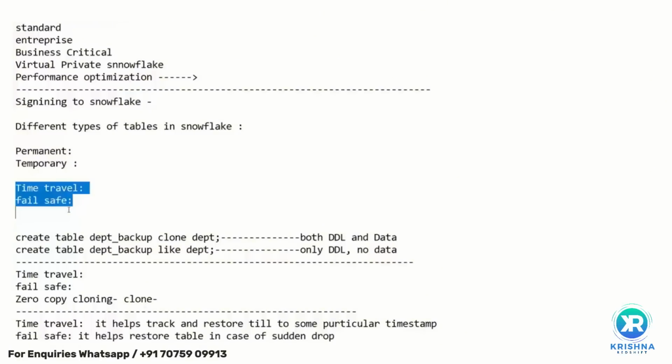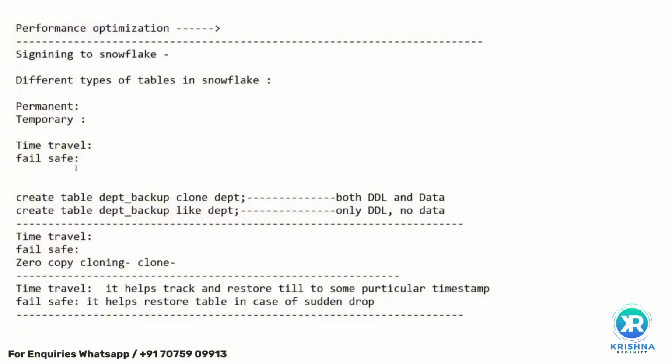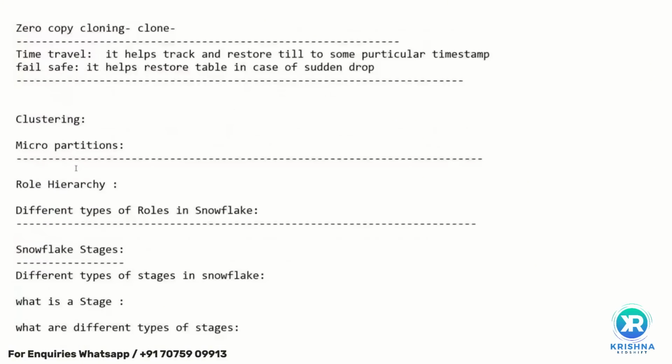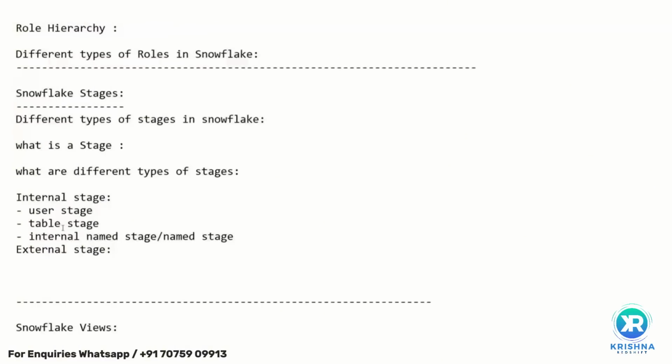Tables means only whatever we covered: temporary, transient, and permanent. That's it. And time travel and fail safe, these things they will stress more. What is time travel, what is fail safe, what is zero copy cloning, and clustering, micro partition. All of these will be interview questions.